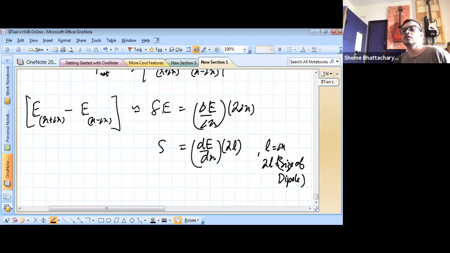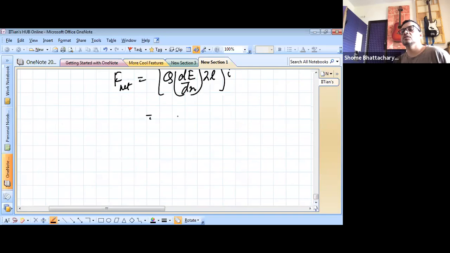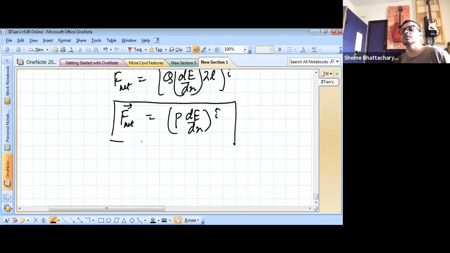So this becomes my delta E, which I'll replace as this. Okay. So the force you can see is becoming Q into dE by dx into 2L times I. So you can see that this is actually becoming P into dE by dx. Okay. So this becomes the net force when this situation happens.